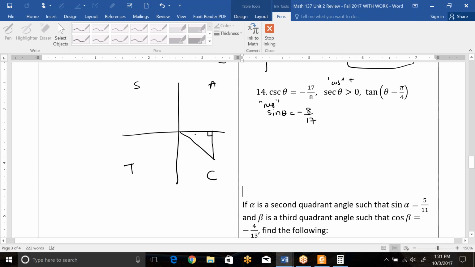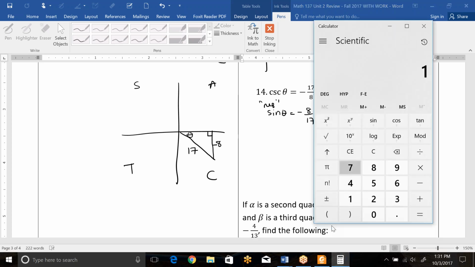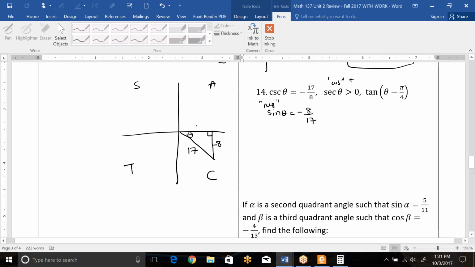And then we've got sine, so that is 8 over 17, and the 8 is the negative part since this is quad 4. So that would be, off the top of my head, I don't know, 17 squared minus 8 squared, which is 64. That's 225, and the square root of that is 15. So this other leg is 15. That means my cosine of theta is 15 over 17, and my tan of theta, which is what I'm really going to need, is going to be opposite over adjacent, so negative 8 over 15.